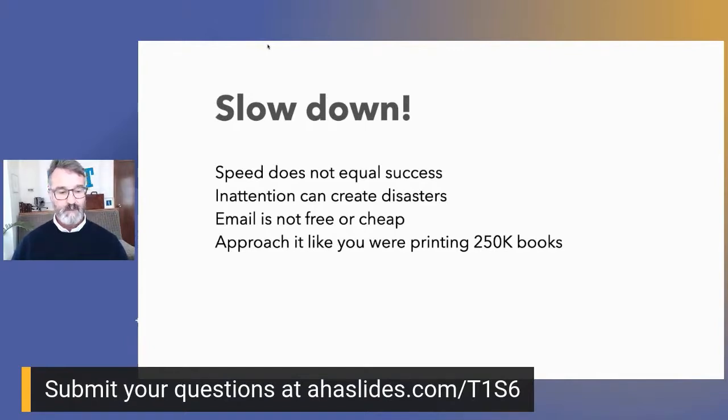So what I like to think about is approach this as if you were printing 250,000 hard copy books. Now, if you think about that, 250,000 books going to a printing press, at $10 per bound book, that is $2.5 million that's on press at the time. And you can't afford to make mistakes at that point.